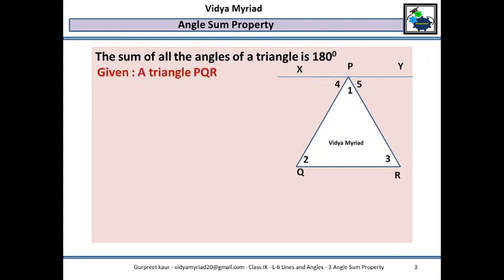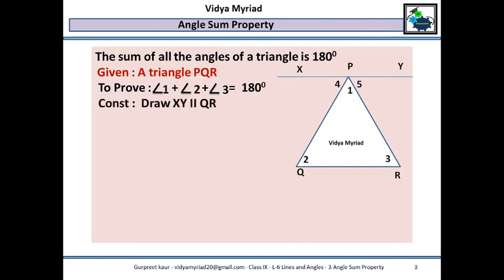Given triangle PQR, we need to prove that angle 1, angle 2 and angle 3, their sum equals 180 degrees, which is known as angle sum property. For this, I need to construct a line XY which is parallel to QR. And on that also, I have named the angles that are formed. There is 4, one is already there, and there is 5.